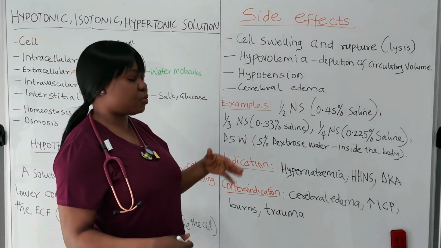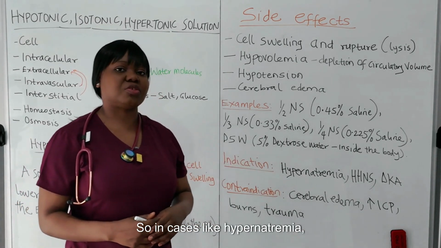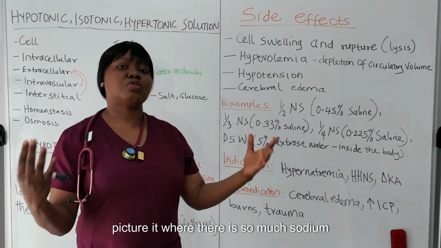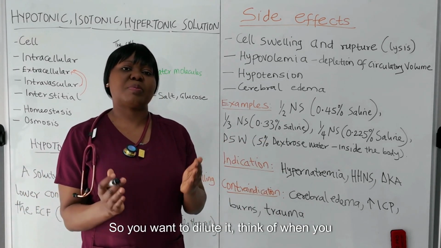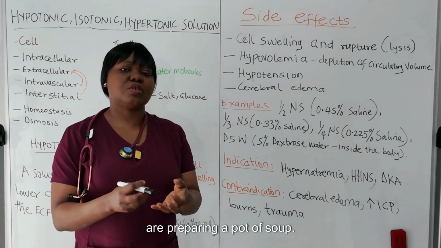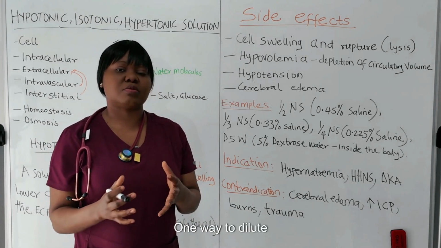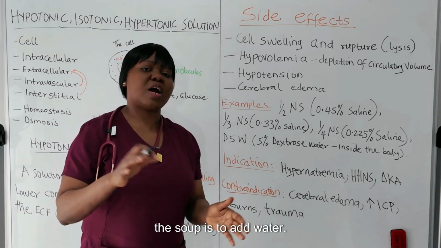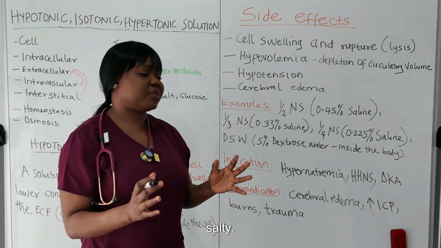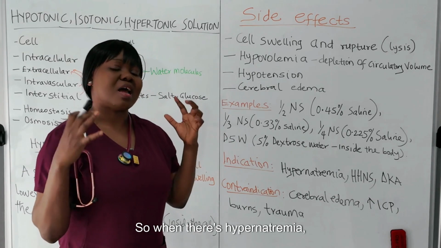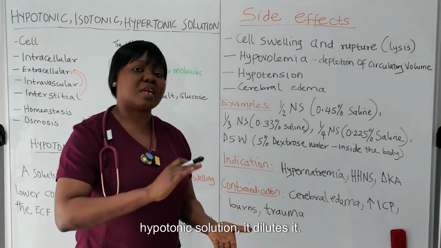So let's look at the conditions where we can use hypotonic solution. In cases like hypernatremia, picture it where there is so much sodium in the blood, so you want to dilute it. Think of when you are preparing a pot of soup and you notice there's so much salt in it. One way to dilute the soup is to add water. When you add water, the soup will feel less salty. So think of it that way. When there's hypernatremia, high sodium in the blood, when you give hypotonic solution, it dilutes it.